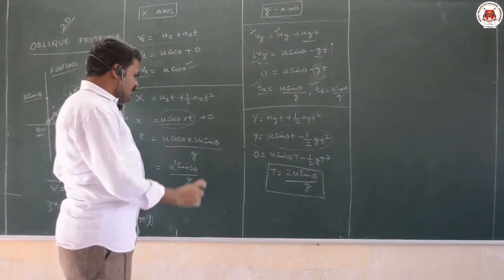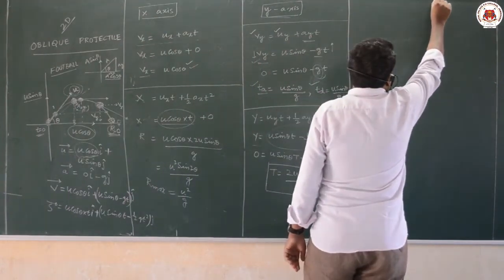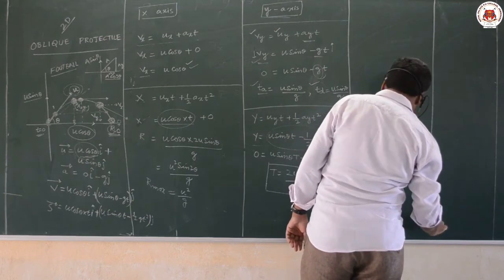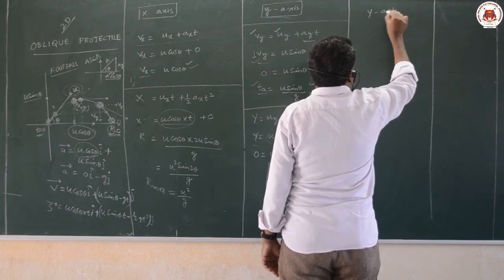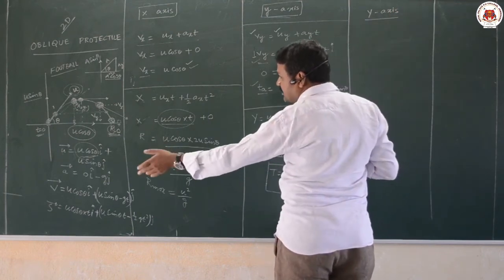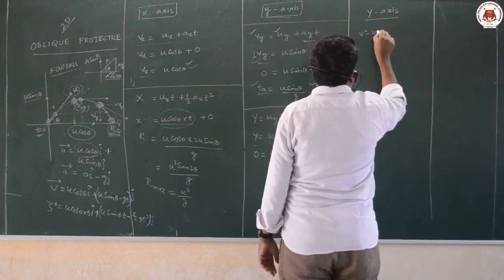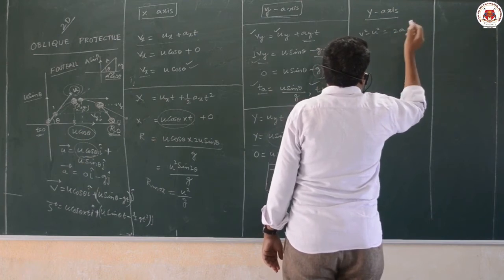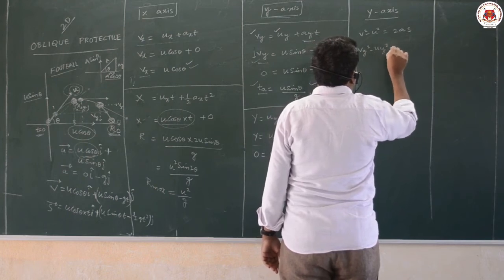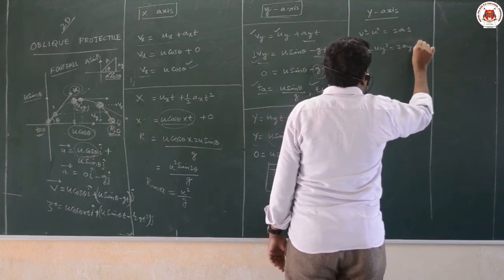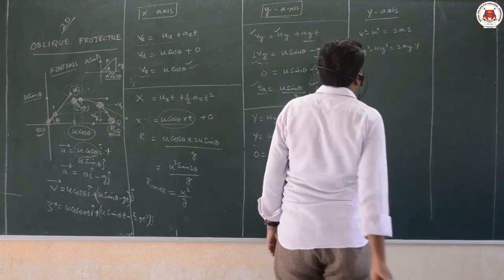Next, in the y axis we can use one more equation, that is v square minus u square is equal to 2as. This equation we can't use in the x axis because vx and ux are the same. So if you apply this in the y axis, vy square minus uy square is equal to 2 into ay into y. This is the equation which you can use here.